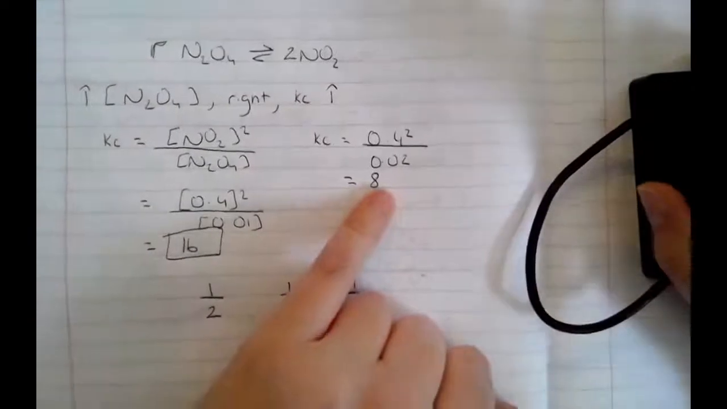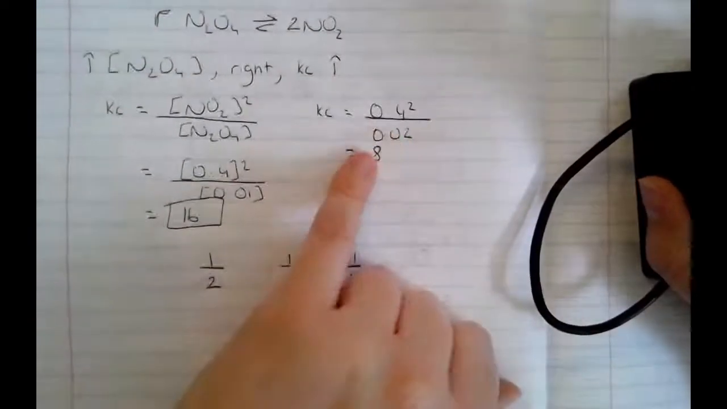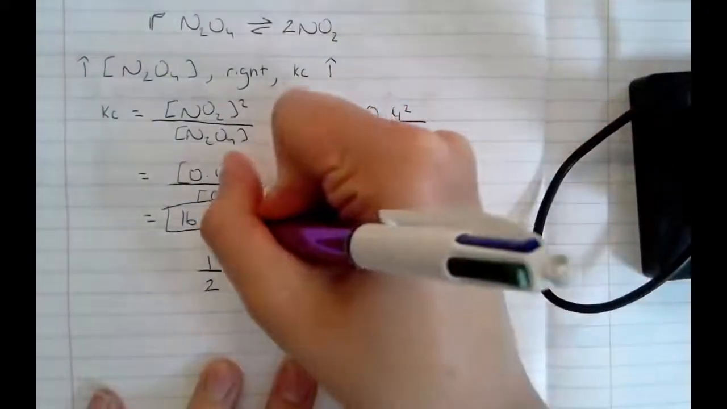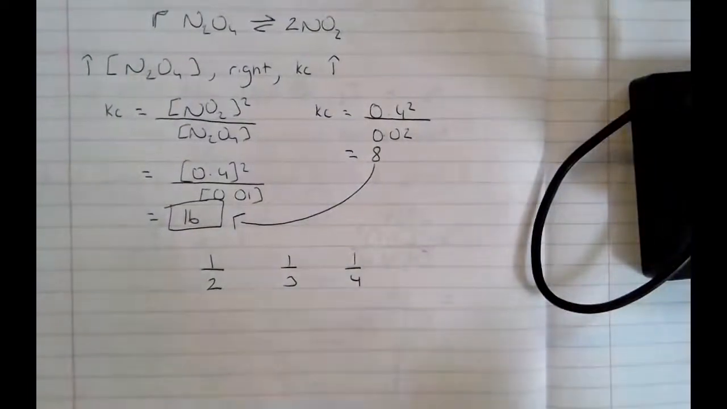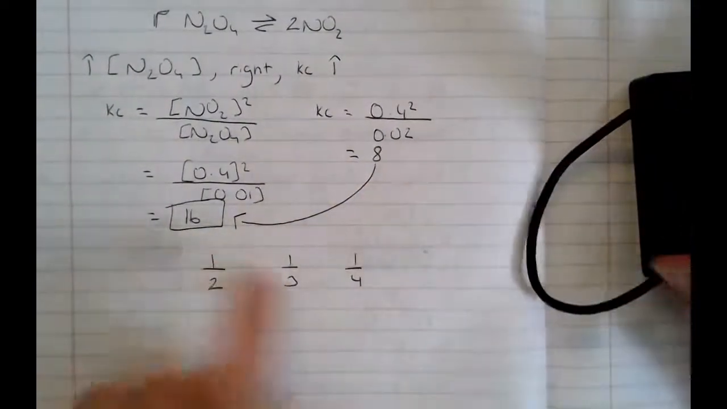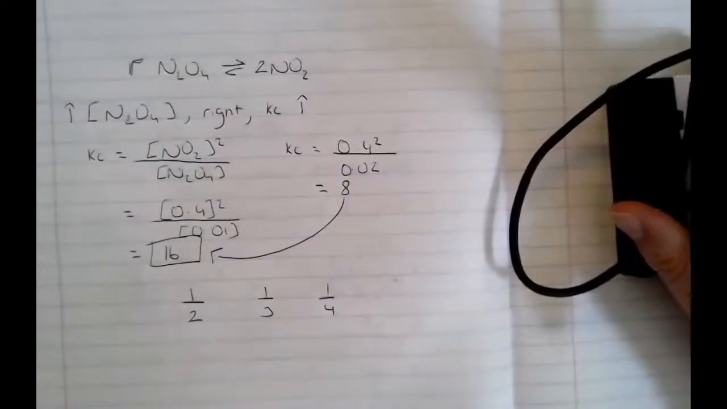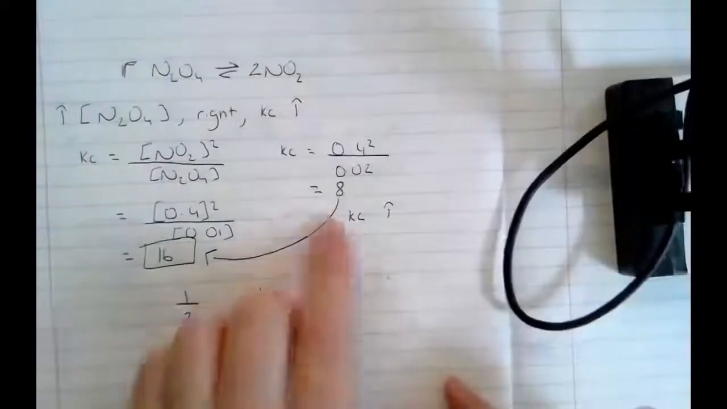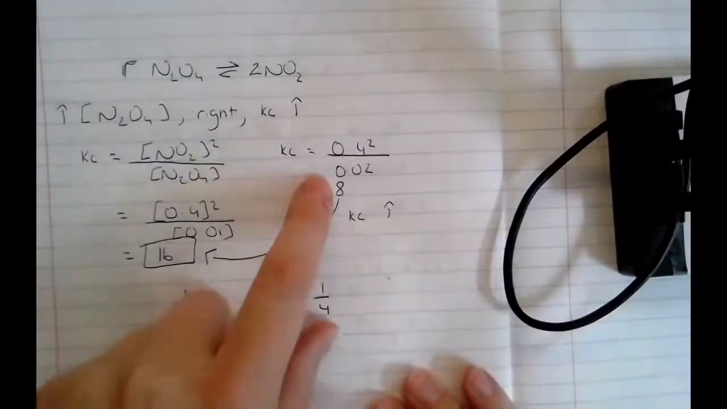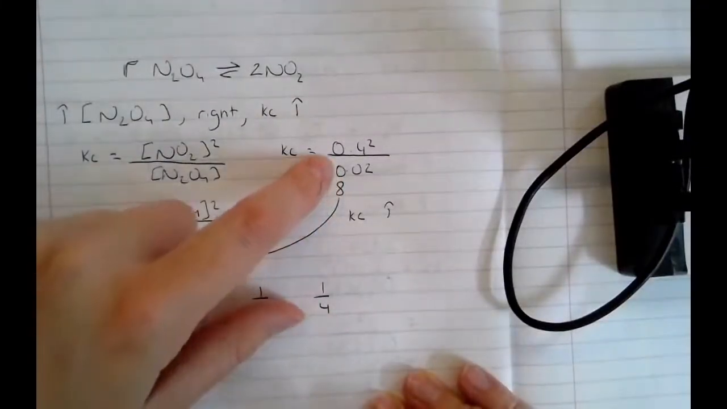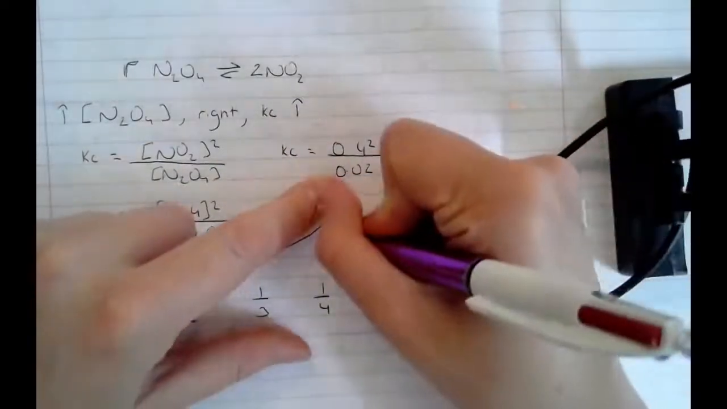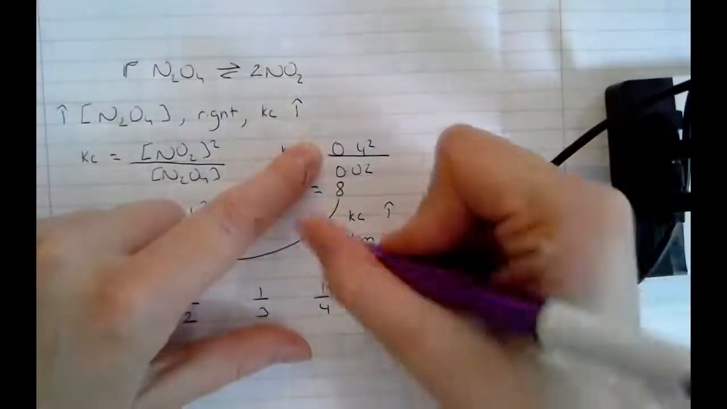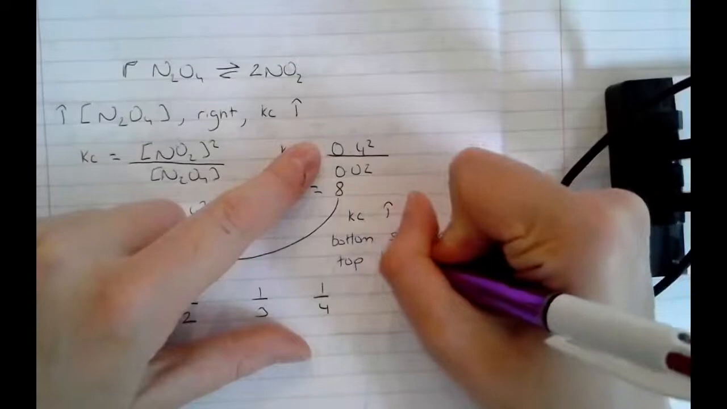And in order to get back to a value of 16 for Kc, if we look at what needs to happen, I need to get from my new value of 8 back to my value of 16. Because the reaction wants to get back to equilibrium, I need Kc to increase to get back to the original value. And if I want Kc to increase, then I need the number on the bottom to get smaller, and I need the number on the top to get larger.